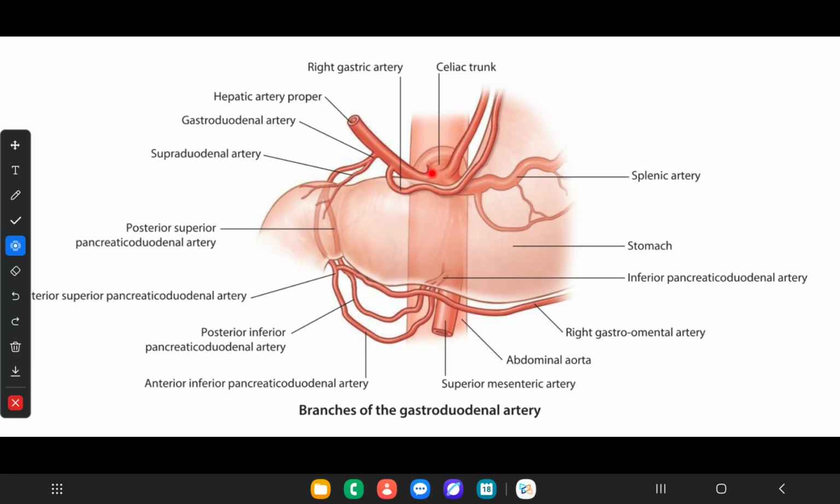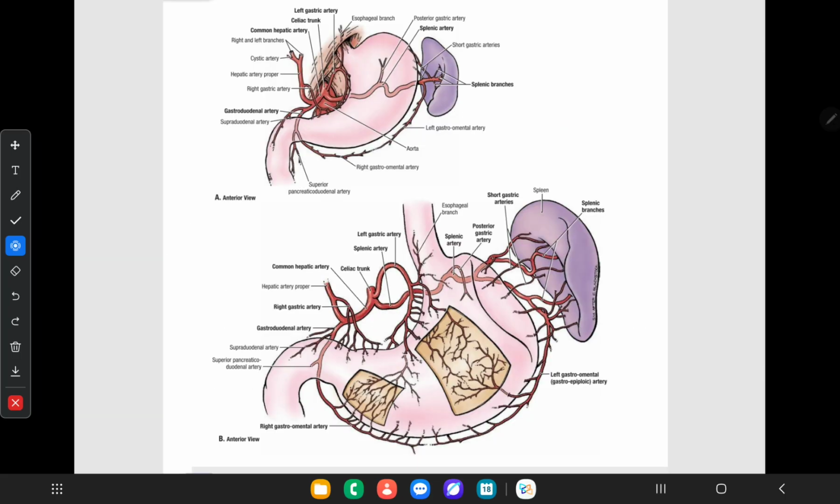First we will see the left gastric artery. Look at this diagram and you can see the left gastric artery very nicely. At first it runs upwards and then to the left, behind the parietal peritoneum, to the cardiac end of the stomach. This is the cardiac end of the stomach. And then it enters the left end of the lesser omentum.